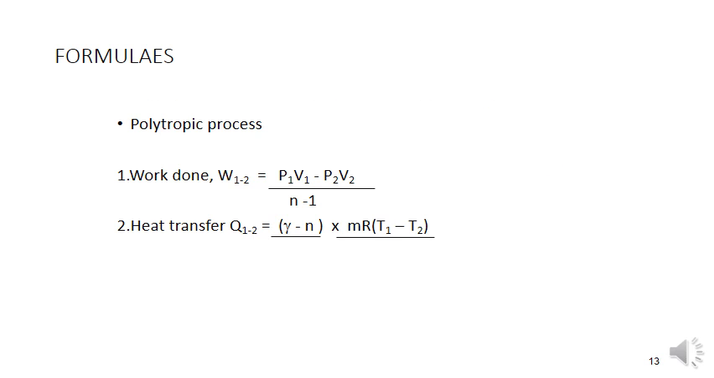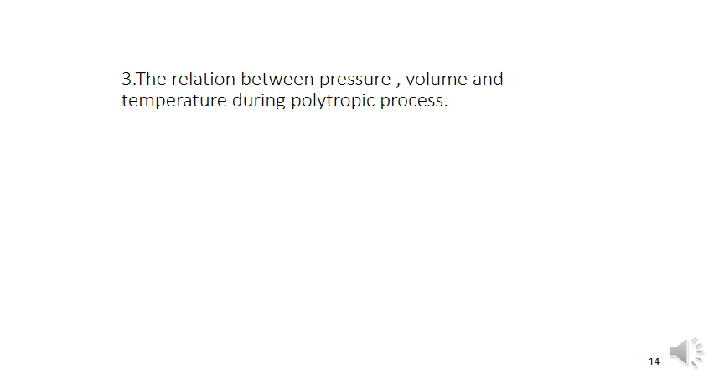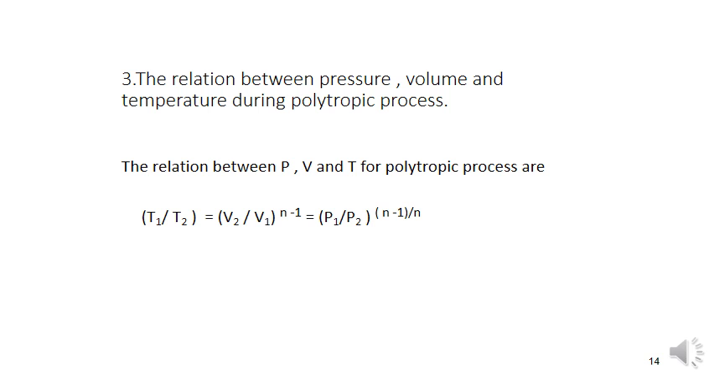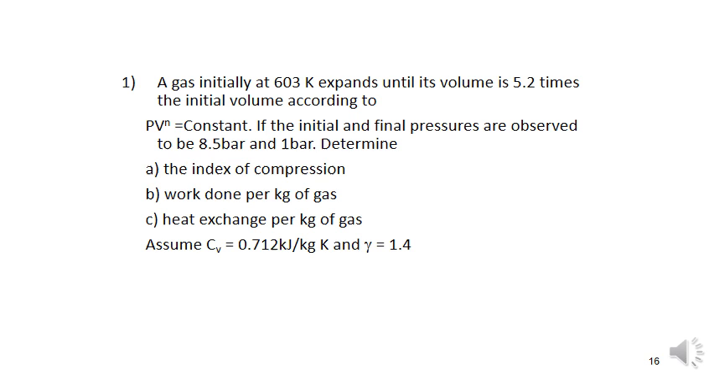These are the formulas. Work done: (P1 V1 minus P2 V2) by n minus 1. Heat transfer: (gamma minus n) by (gamma minus 1), into the work done. The relation between temperature, pressure and volume, already told: T1 by T2 is equal to (V2 by V1) whole power n minus 1, is equal to (P1 by P2) whole power n minus 1 by n. So this is the relation. So based on these four formulas, we will do the problem.